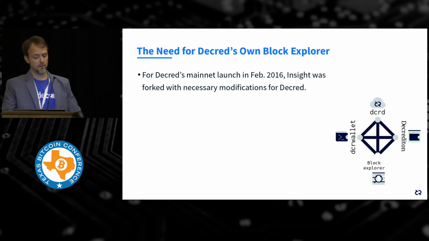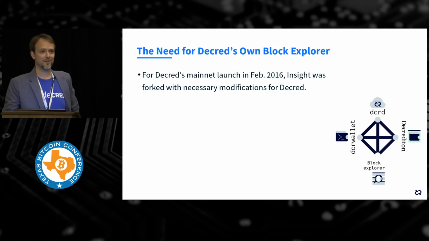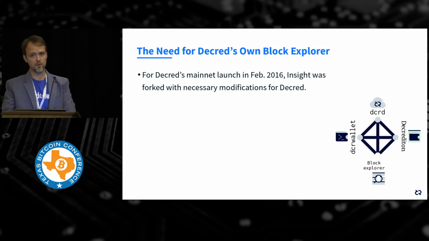Okay, and then the second part of this is, well, why do we need one? Well, in early 2016, when dcrd mainnet launched, we didn't necessarily decide it was the most critical thing to start with. We started with a fork of Insight. We made the necessary modifications to support the dcrd blockchain, which were considerable.